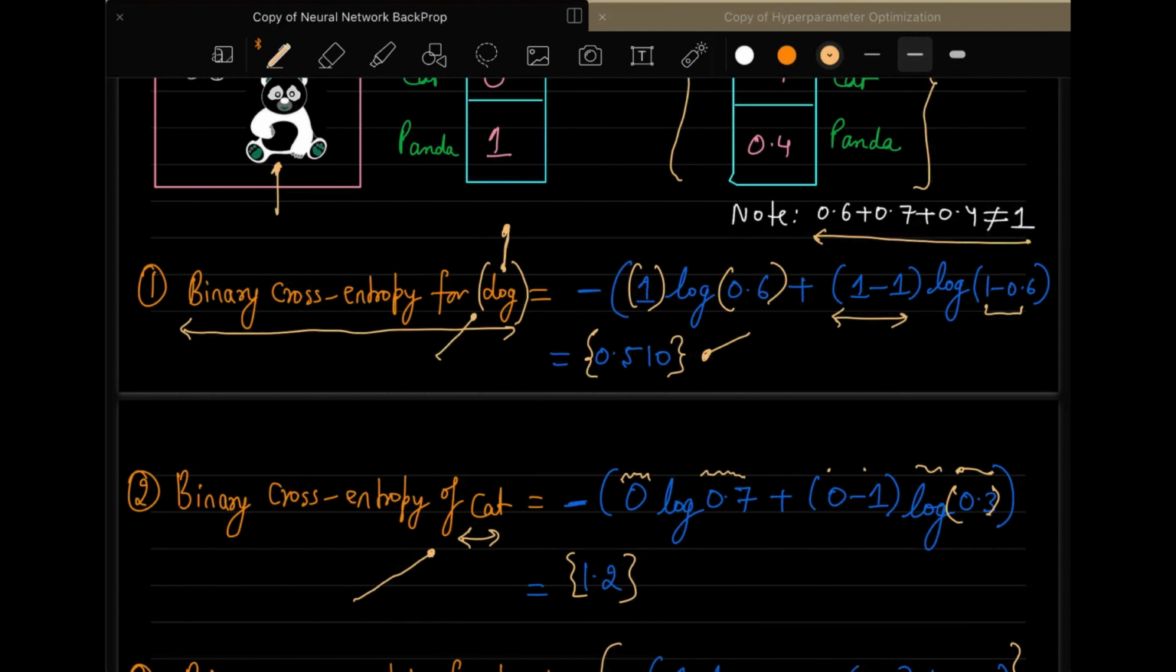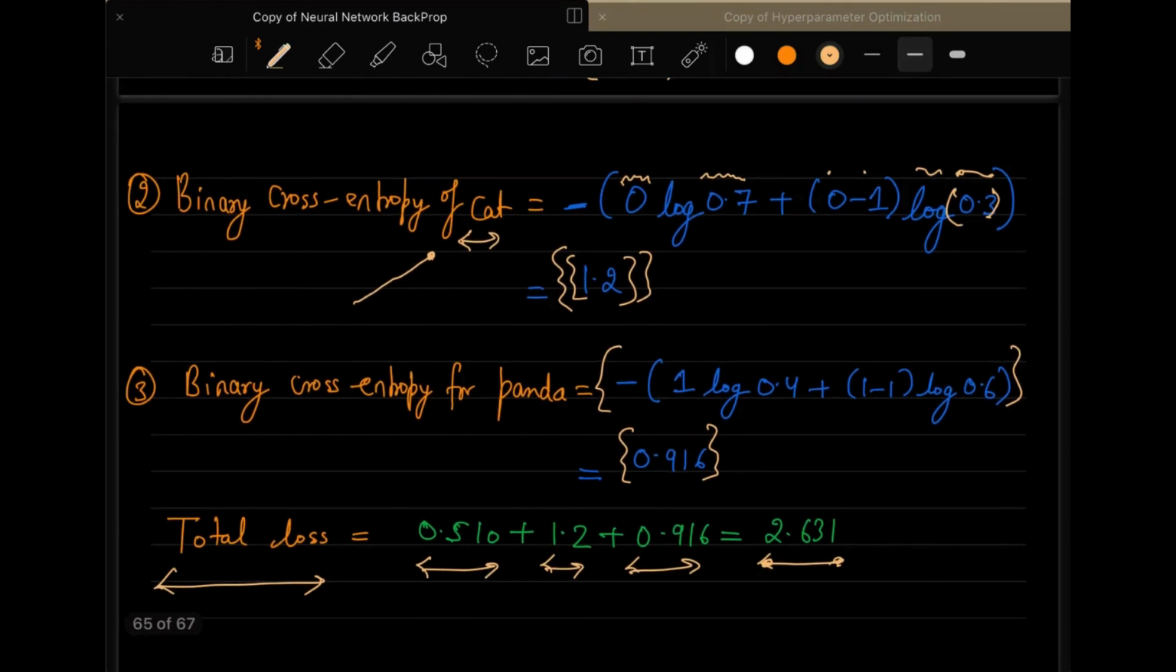You have to do this internally, because the labels are already given, but for your calculation you have to do these types of internal manipulations. Once you do that, you will get the binary cross entropy for cat, which is this, and similarly for panda. So it's something like one versus all classification, and your total loss will come out to be 2.631.